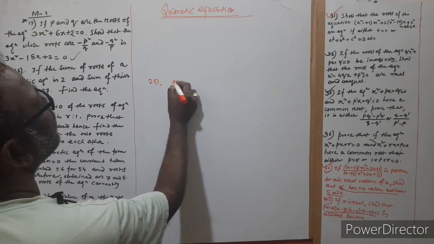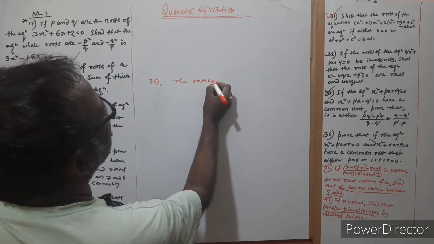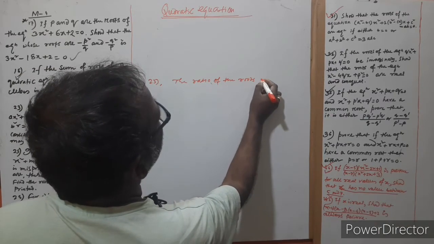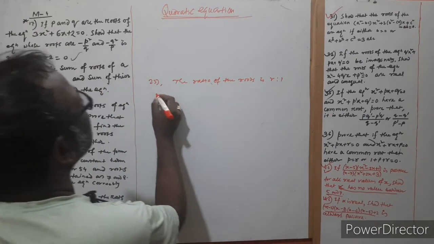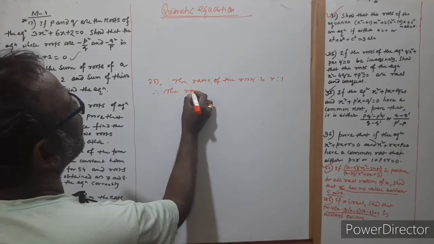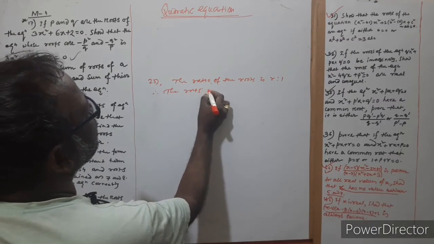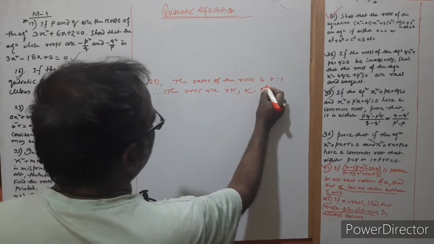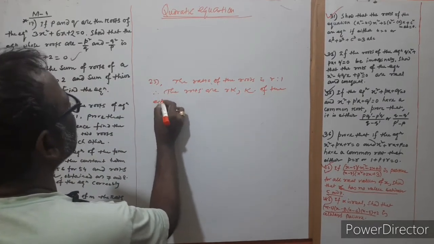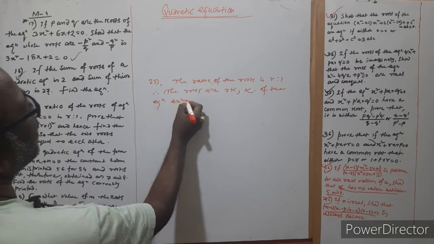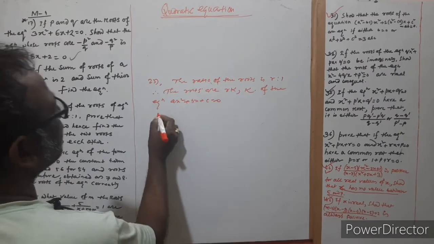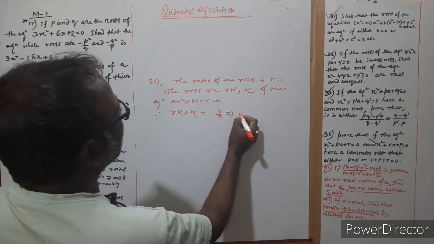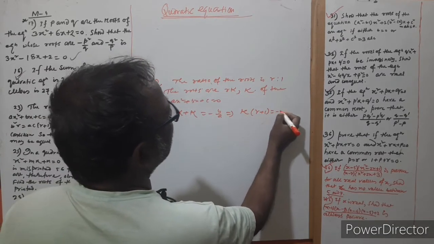The ratio of the roots is r/1. Therefore, the roots are rk, k of the equation ax square plus bx plus c equal to 0. Therefore, rk plus k equal to minus b by a, which implies that k into r plus 1 equal to minus b by a.